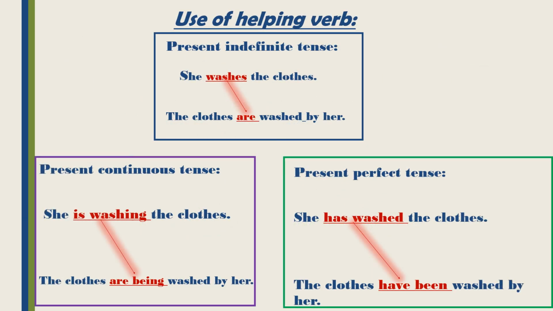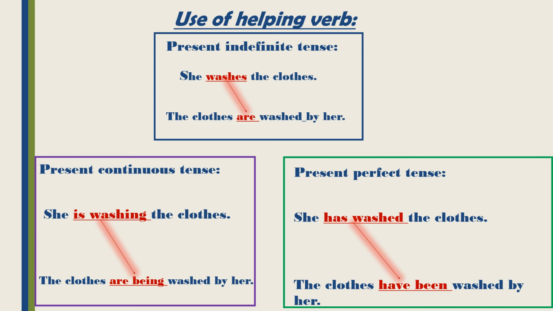Now here is the second step. The second rule, you can say, is the use of helping verb. Here are three tenses in front of you. These are included in your first term syllabus. Active passive voice of these three are included in your first term syllabus. First of all, there is present indefinite tense. You have to focus only on the helping verb. Which helping verb do you have to use?